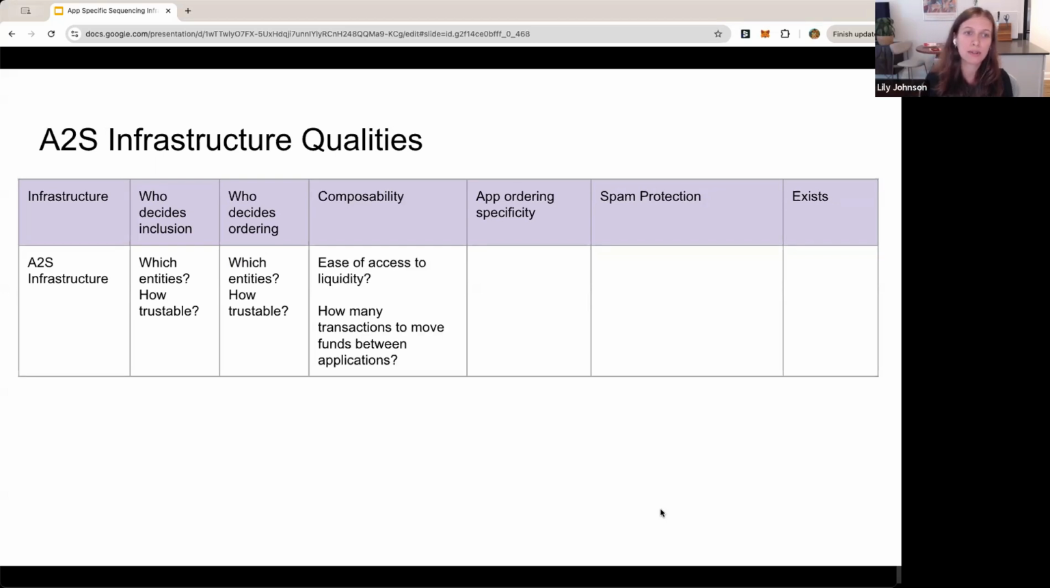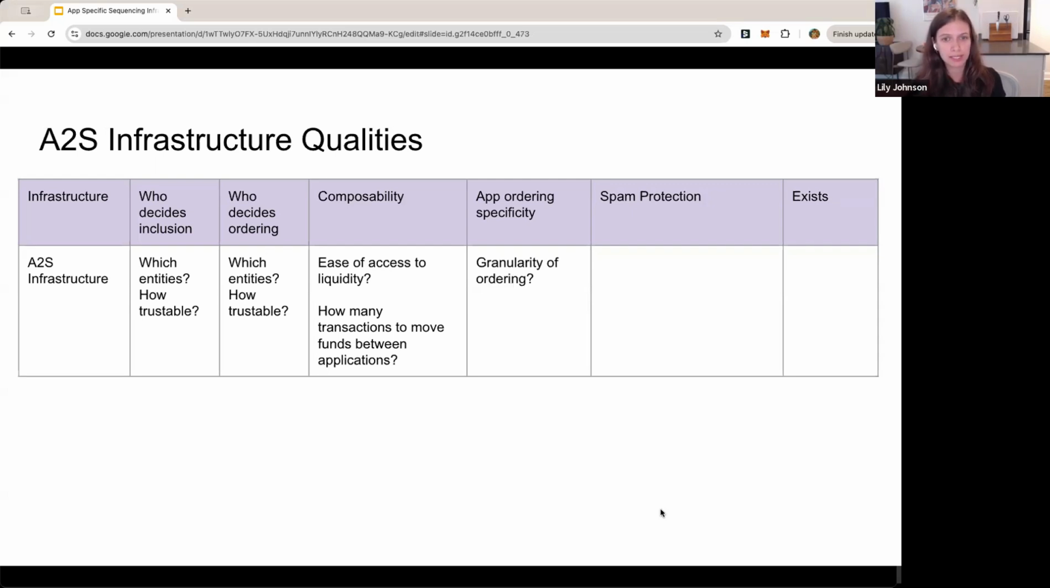For the composability of infrastructure, there are two main things we want to think about. We want to think about the ease of access to liquidity for the application. Typically DeFi protocols measure their success in the TVL, or the total volume that they have locked up. And it's easier for a DeFi application to get liquidity if they exist on a chain that already has liquidity. That's why so many apps exist on Ethereum today. It's because there's so much money already on Ethereum. And the other main question about composability is how many transactions would it take to move your funds from one application to another application? And would that include a bridge transaction? Because that is just going to introduce higher latency.